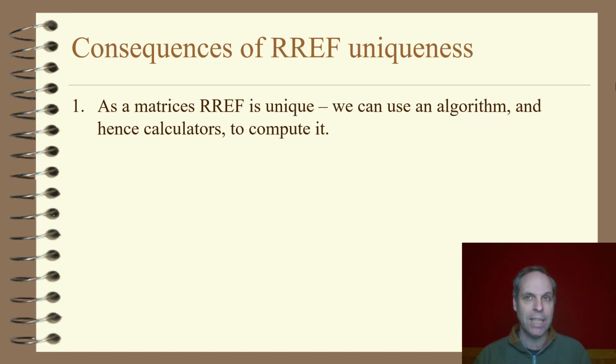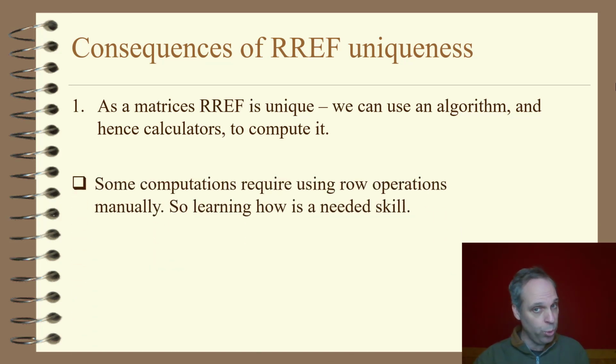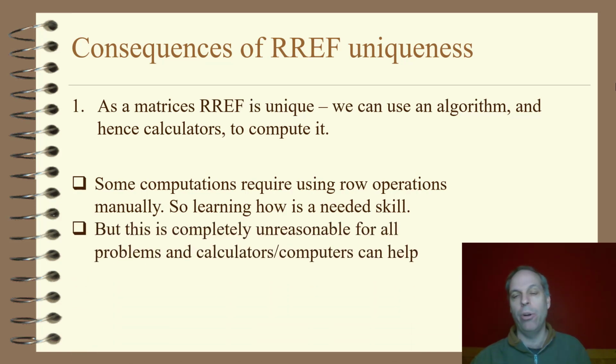Since it's unique, that means that we can use an algorithm or a computer or a calculator in order to compute it. Now it is true though that there are certain computations in the future where we're going to have to use the row operations by hand. So it's an important skill to know how to do by hand anyway. But most of the time, that's completely unreasonable. Doing it by hand is crazy most of the time.